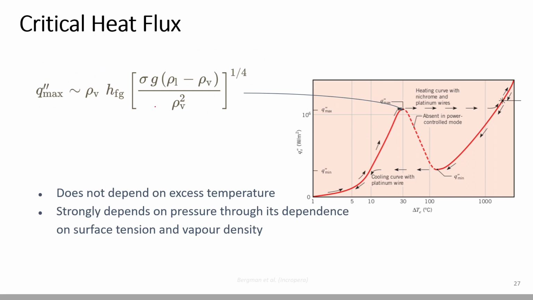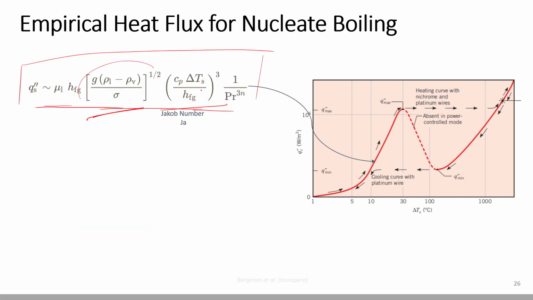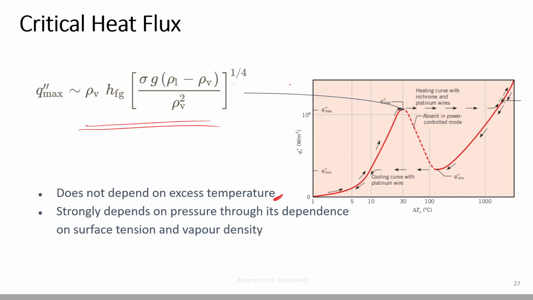Similarly, the critical heat flux can be given by these equations. One important thing to note is that this critical heat flux, q double dash max, does not depend on this excess temperature. So this is not a function of delta T over here, whereas over here you can see that we are having this delta T. But it will strongly depend on the pressure through its dependence on surface tension and the vapor density. So you can see that this is the vapor density and this is the surface tension. That means it is dependent on the pressure.